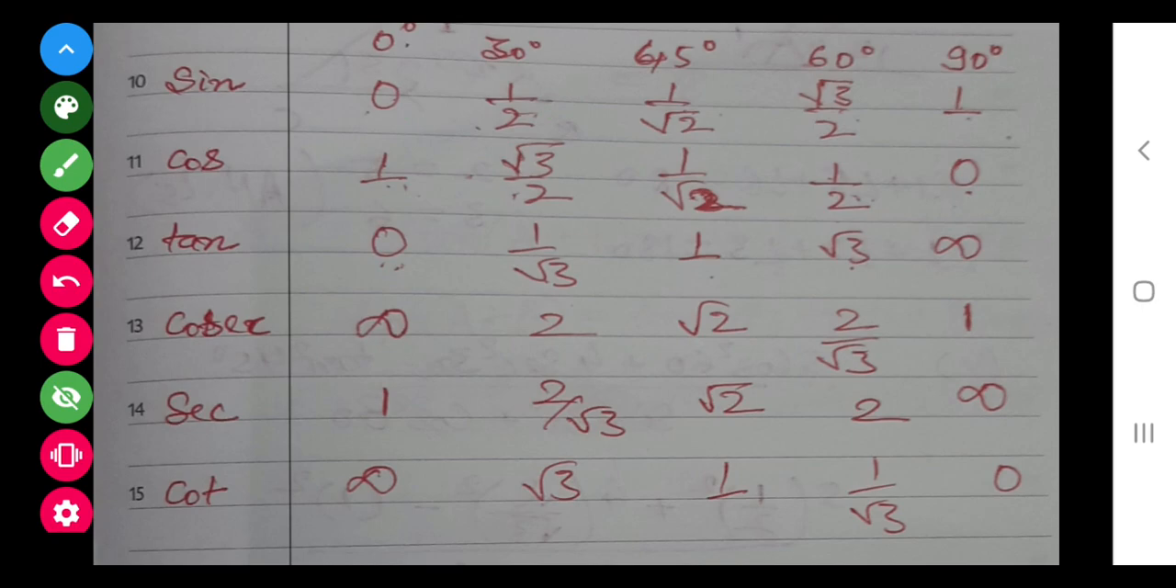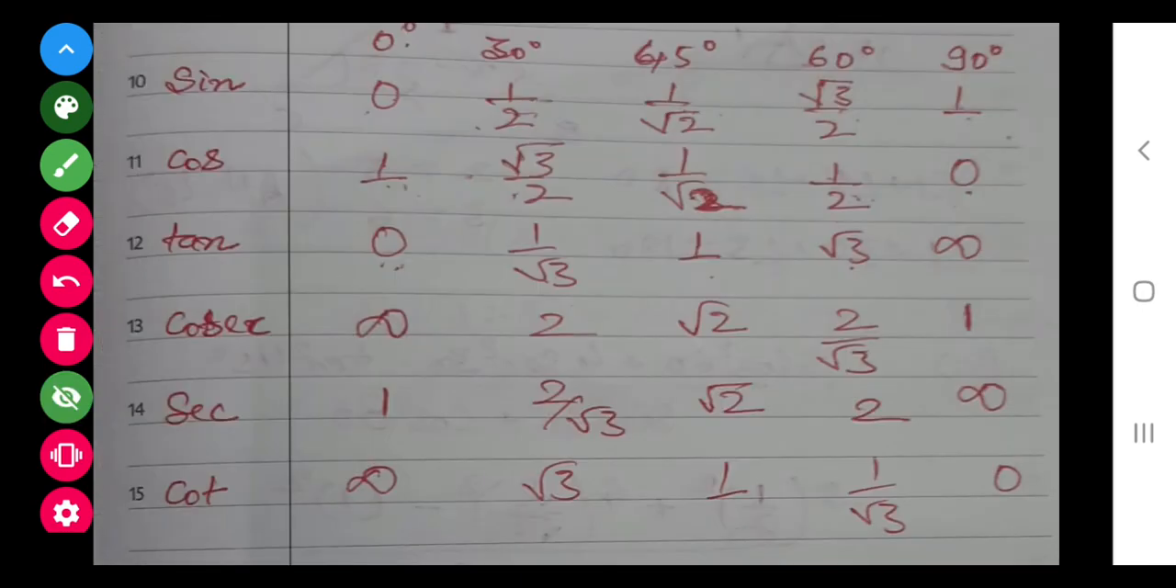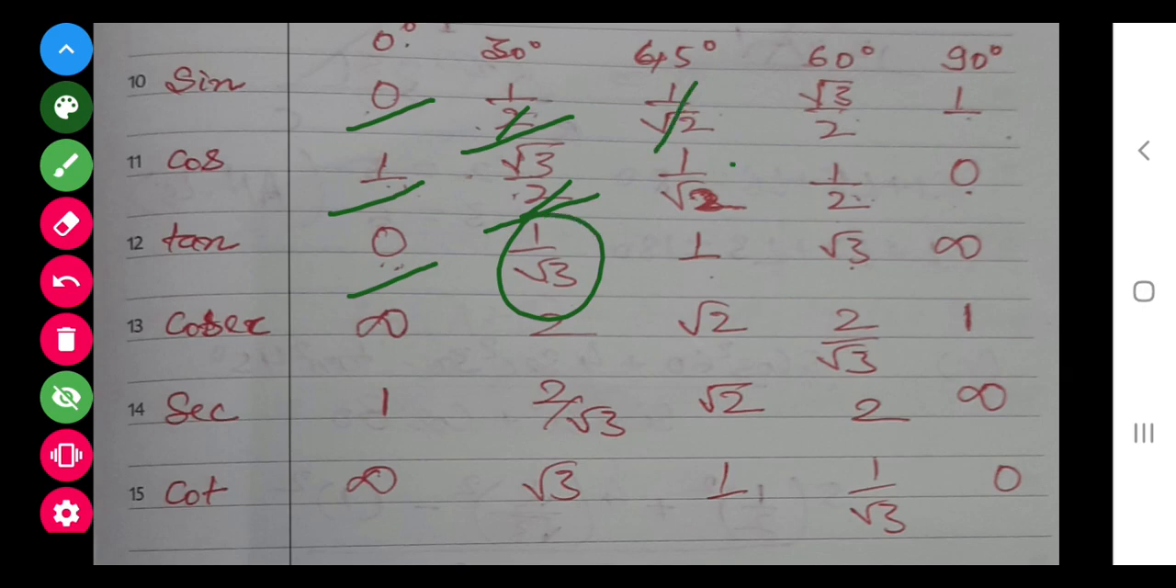Now next, tan we know. Tan is what? You have done this. Tan is sine upon cos. So simply we can get the value of tan by dividing sine upon cos. So 0 upon 1 is 0. Then 1 upon 2 divided by root 3 upon 2: the 2 and 2 will cancel and it will be 1 upon root 3. This whole will cancel, it will be 1. Here 2 will cancel, root 3. Here 1 upon 0, that's infinity. So this is done.